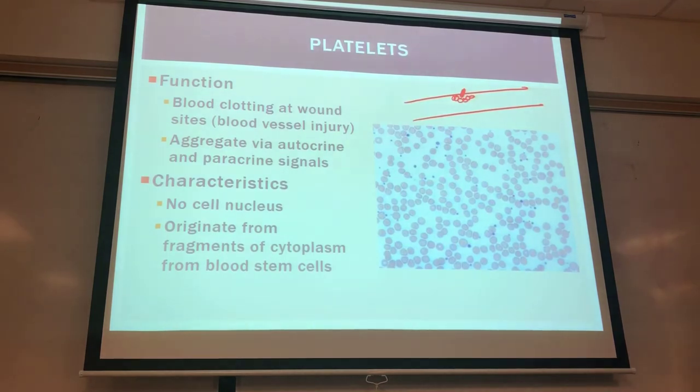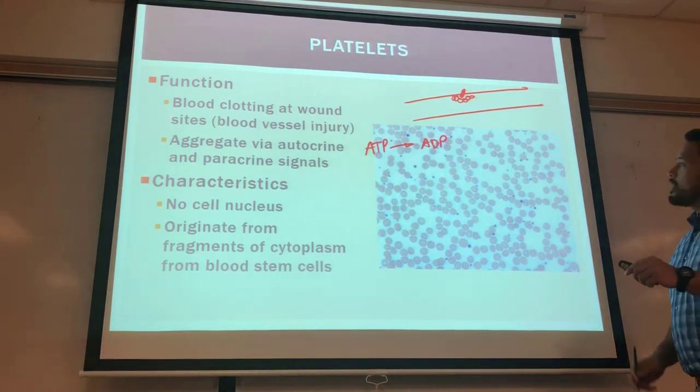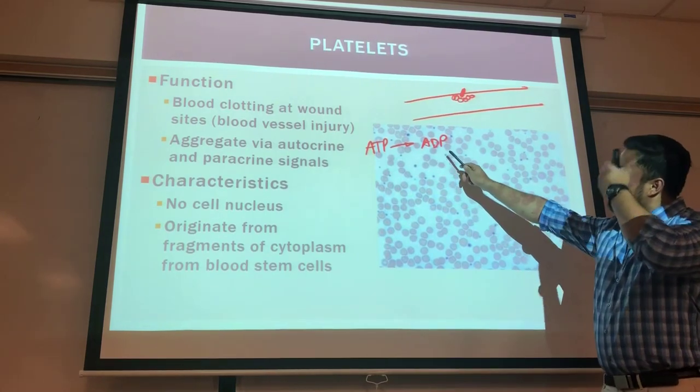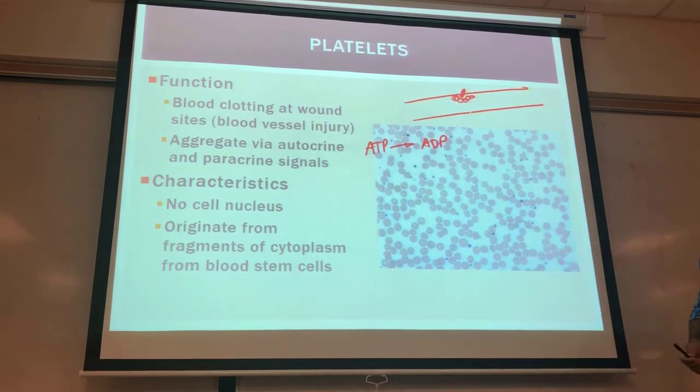So these platelets actually utilize ATP, so ATP to ADP. Not something you really need to know, but the phosphorylation of ADP forms a process in which it starts to stimulate other platelets to come stick to one another. So in other words, in order to enhance the stickiness, you're going to see that platelets use ATP in order to start formulating this clot.